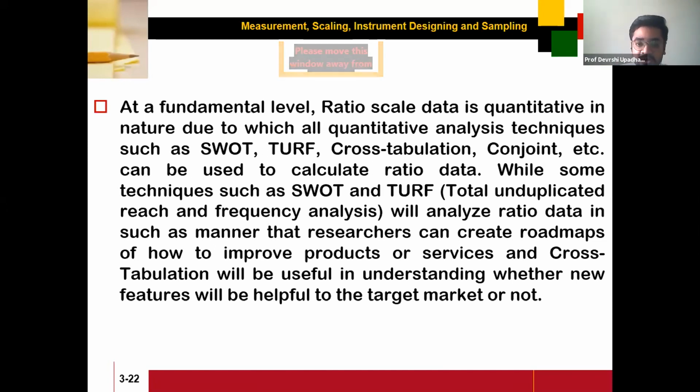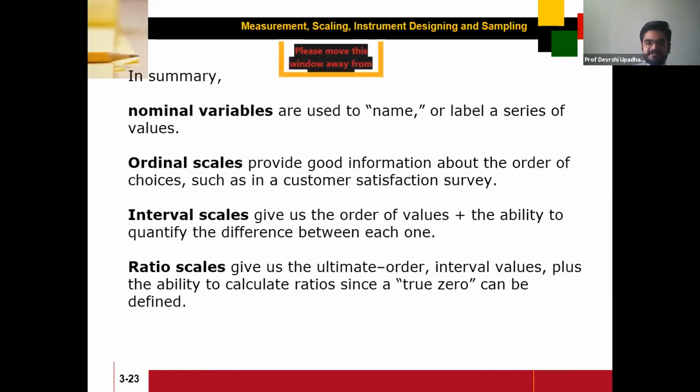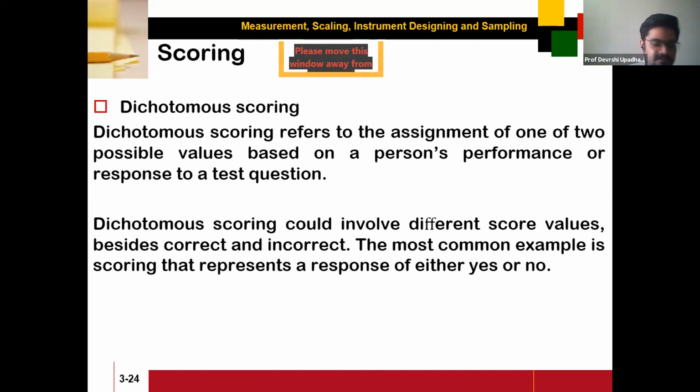is fantastic. So the point is that on the ratio scale you can perform all the statistical analysis or statistical tools in a single go. In summary, nominal variables are used to name or label a series of values. Ordinal scales provide good information about the order of choices, such as in a customer satisfaction survey, where you ask a small question, whether you're satisfied or not, and so on. Interval scales give us the order of the values plus the ability to quantify the difference between each one. And the ratio scale gives the order, interval values, plus the ability to calculate ratios since a true zero can be defined. So this was a brief summary of all the scales we have identified till now.